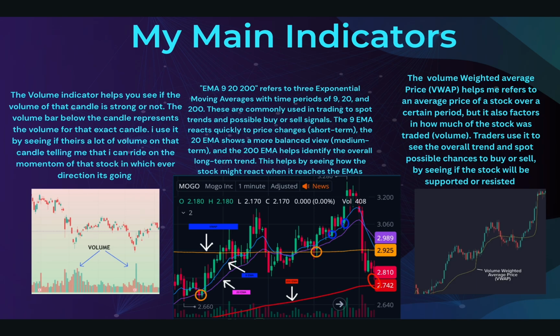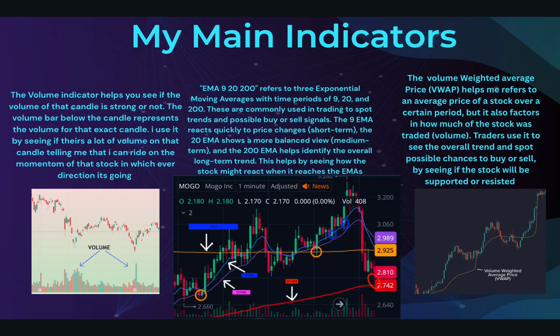Next one, we have the EMA, and there are three different EMAs: EMA 9, 20, and 200. Now, you can put as many EMAs as you want, but a lot of traders use the 9, the 20, and the 200 EMAs. The EMA 9, 20, 200 refers to three exponential moving averages with time periods of 9, 20, and 200. These are commonly used in trading to spot trends and possible buy or sell signals.